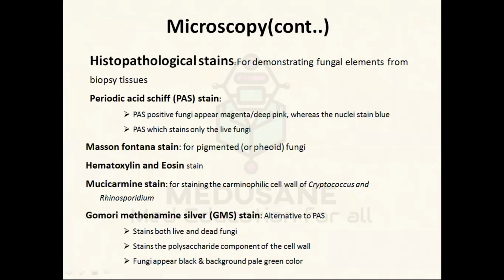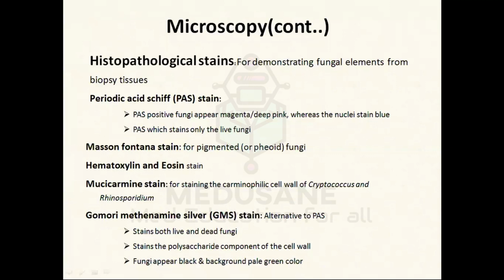Okay. Then coming to the histopathological stains, which are mainly used for biopsy tissues. So what are the histopathological stains used to identify fungus? It means the periodic acid Schiff stain and the Gomori methenamine silver stain are most commonly used. Periodic acid Schiff stain usually stains the fungus magenta or deep pink in color, and mainly stains the live fungi. So Gomori methenamine silver is an alternate for the PAS. Why? Because it is able to stain even the dead fungi also. Okay, that is the main difference between these two stains.